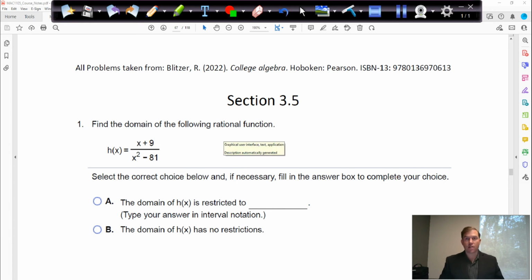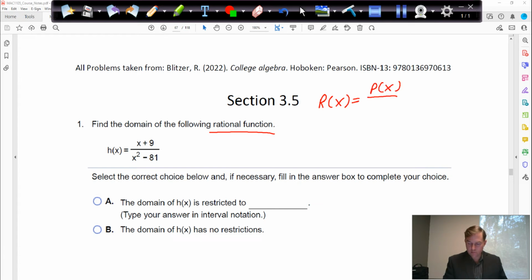All right, in section 3.5, we're going to look at domains of rational functions. So let's talk about rational functions. A rational function we'll call r of x, and it typically has two polynomials, a polynomial on top and a polynomial on bottom, which we'll call p of x and q of x. But what we're going to notice is we cannot let q of x equal 0. So we're going to say let's let it not equal 0, because if x happened to make it 0, we'd get a divide by 0 error, which we've seen in this class.